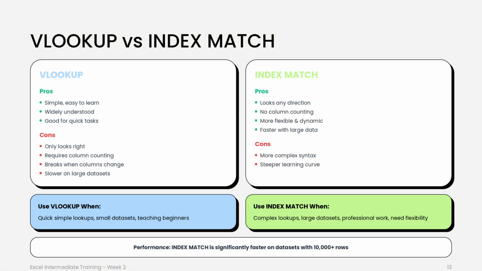VLOOKUP versus index match. VLOOKUP is simple and good for beginners, but it's limited. Index match is more powerful, more dynamic, and much faster when handling large datasets. Use VLOOKUP for quick tasks and index match for complex or professional datasets.